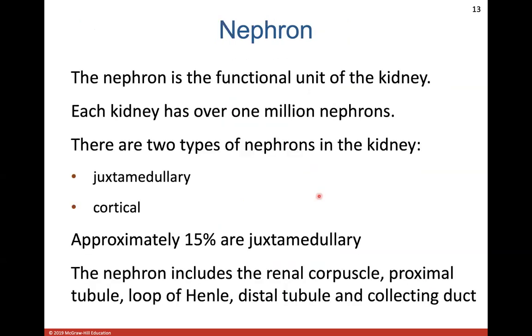The nephron then is what we call the functional unit of the kidney. Each kidney has over 1 million nephrons. There's 2 types.